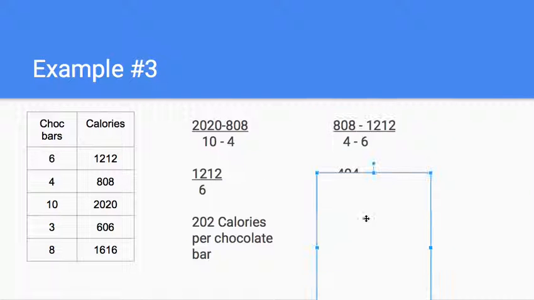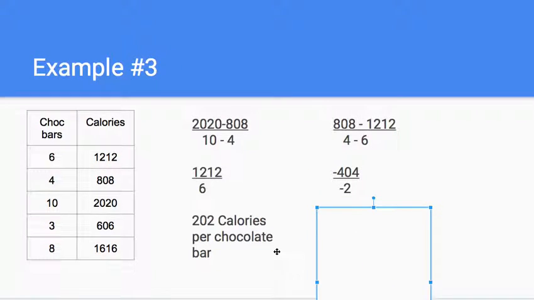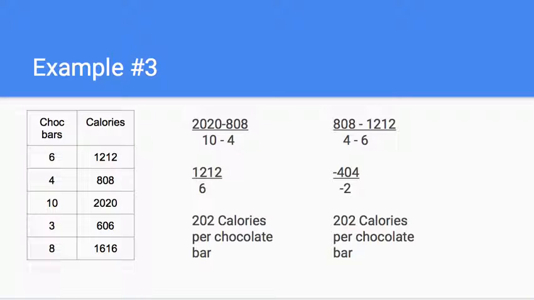So let's look at another one. Now in this case, I took a smaller number minus a larger number. So 808 minus 2020 over 4 minus 10. Now I wouldn't normally do this, but I do want to show you that it does work if you should get in that situation. So I have negative 1,212 divided by negative 6. That still gives me a positive 202 calories per chocolate bar. And if I check this, 202 times any of these x values will give me my y values. So that tells me for my equation, I can do y is equal to 202x. We'll continue working with this tomorrow. Bring any questions you have.